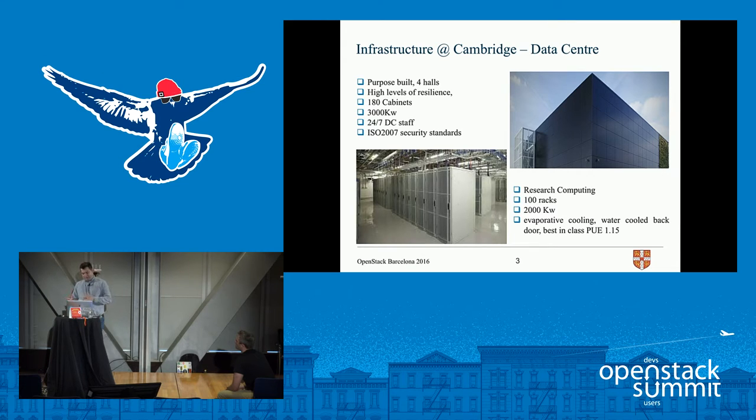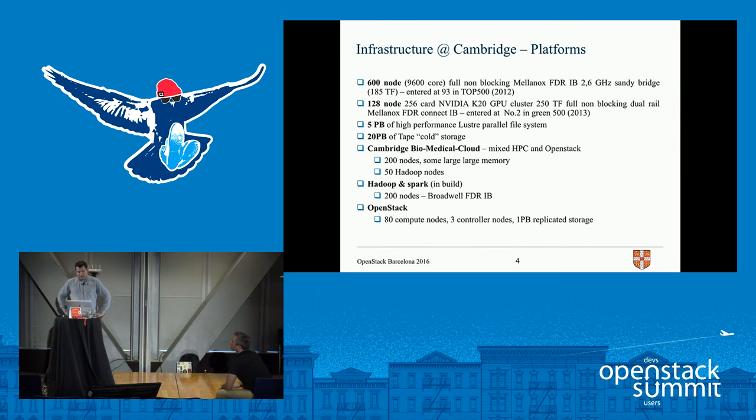The research computing part is actually taking, as you may guess, most of the data center. We're actually using 100 racks at the moment, and we keep growing. We have 2 megawatts of power. We're not using that much yet, but we're quickly consuming more and more power as our infrastructure grows. And we're using very new technology to cool the racks. We have some racks with 35 kilowatts, so we're using cool doors and evaporative cooling, and we are actually managing to get a very good PUE of 1.15.